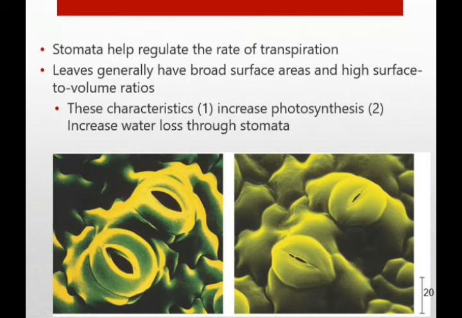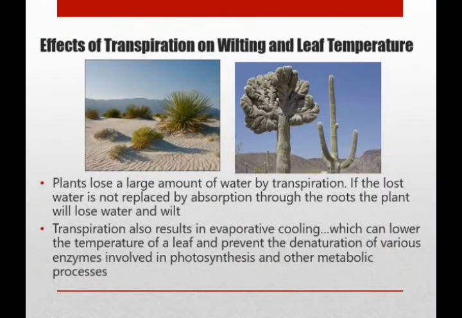Stomata help regulate the rate of transpiration. Leaves generally have broad surface areas and high surface-to-volume ratios. These characteristics increase photosynthesis and increase water loss through stomata. The effects of transpiration on wilting and leaf temperature: plants lose a large amount of water by transpiration. If the lost water is not replaced by absorption through the roots, the plant will lose water and wilt.